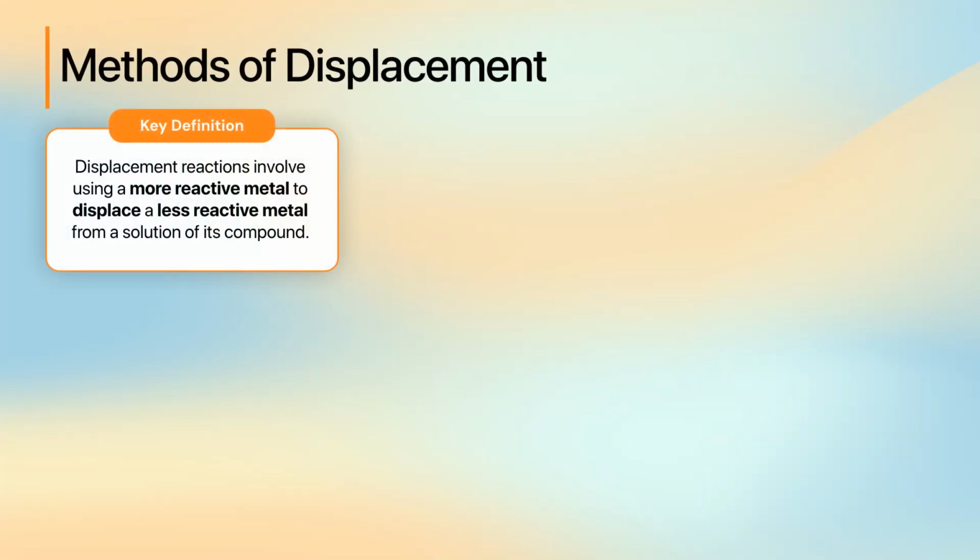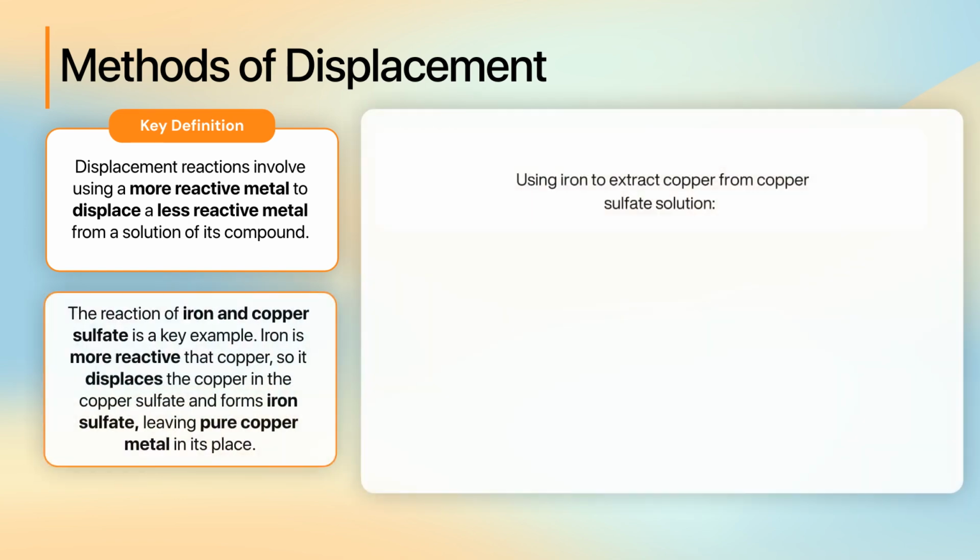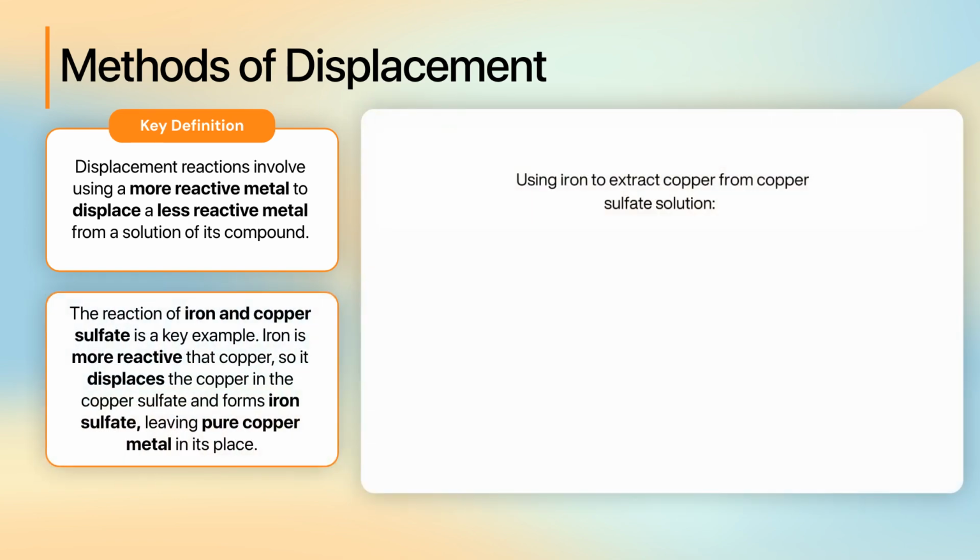Displacement reactions involve using a more reactive metal to displace a less reactive metal from a solution of its compound. One common example is using iron to extract copper from copper sulfate solution. Here's the reaction formula for clarity. CuSO4 plus Fe becomes Cu plus FeSO4.